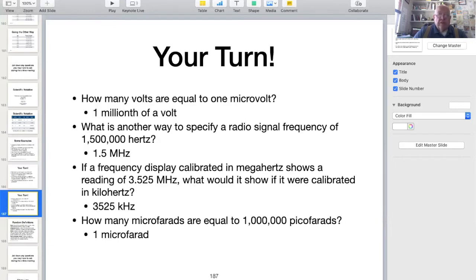Have you worked out the answers? So here they are. 1 microvolt is 1/1,000,000th of a volt. You've already seen that one. 1,500,000 hertz equals 1.5 megahertz. But this is a bit of a tricky question. 1.5 megahertz is not one of the available answers, but 1,500 kilohertz is. So that would be the answer to the question. 3.525 megahertz would be 3,525 kilohertz. And 1 microfarad is equal to 1,000,000 picofarads.